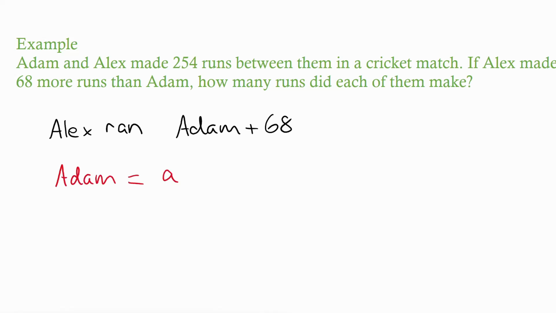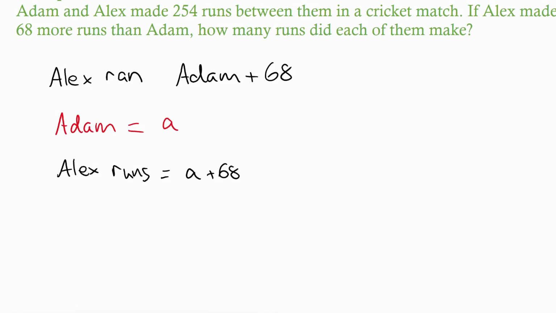From now on, wherever it says Adam, it's going to be an A. So Alex's runs is A plus 68. Now I know that both of them all together made 254 runs.